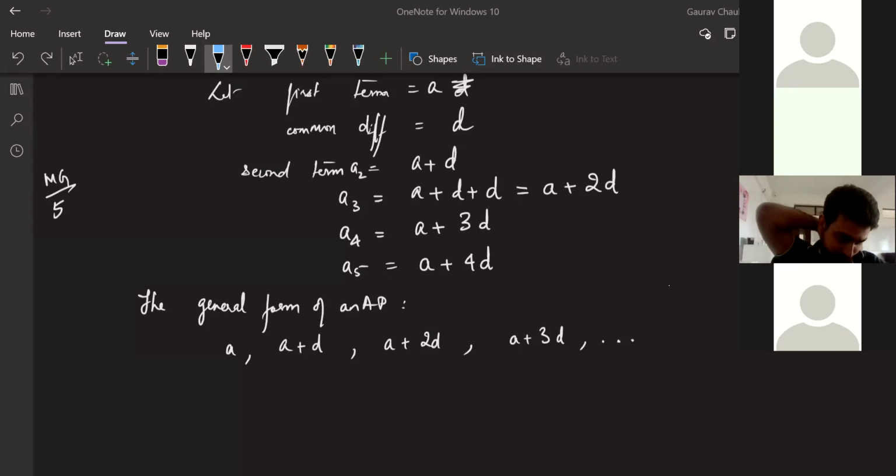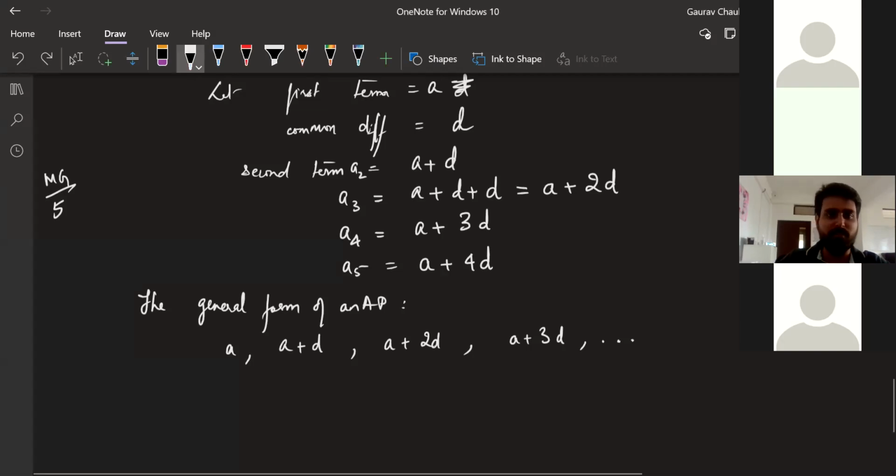Take a guess. Sir, A2 equals A plus D, no, sir? So for D, 2 minus 1 is 1D, sir. And A3 equals A plus 2D, no, sir? 3 minus 1 is 2D. So we are subtracting 1 from the term number, sir. 4 minus 1, 5 minus 1. Lovely, Mansa.